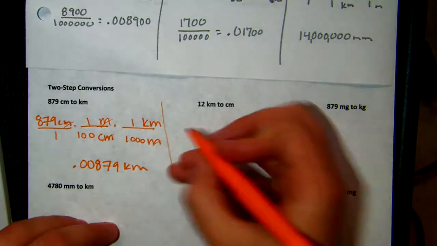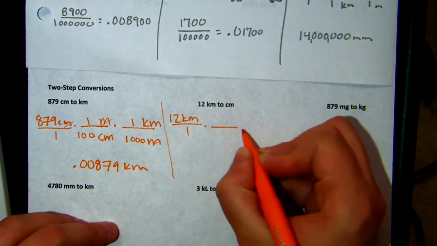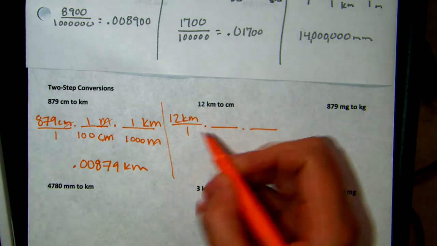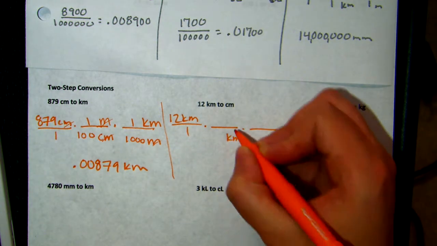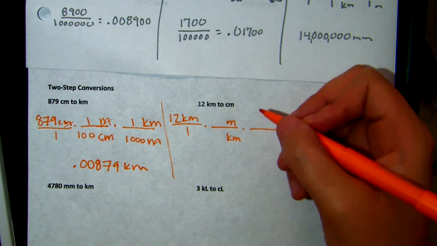Moving on to the next one, this time we're going 12 kilometers to centimeters. So once again, I don't know how many kilometers are in a centimeter, or how many centimeters are in a kilometer, but I do know how many meters are in a kilometer and how many centimeters are in a meter. So if I have kilometer on the top, I want kilometer on the bottom. I'm going to convert that to meters because that's easy for me, and we can look at our sheet.